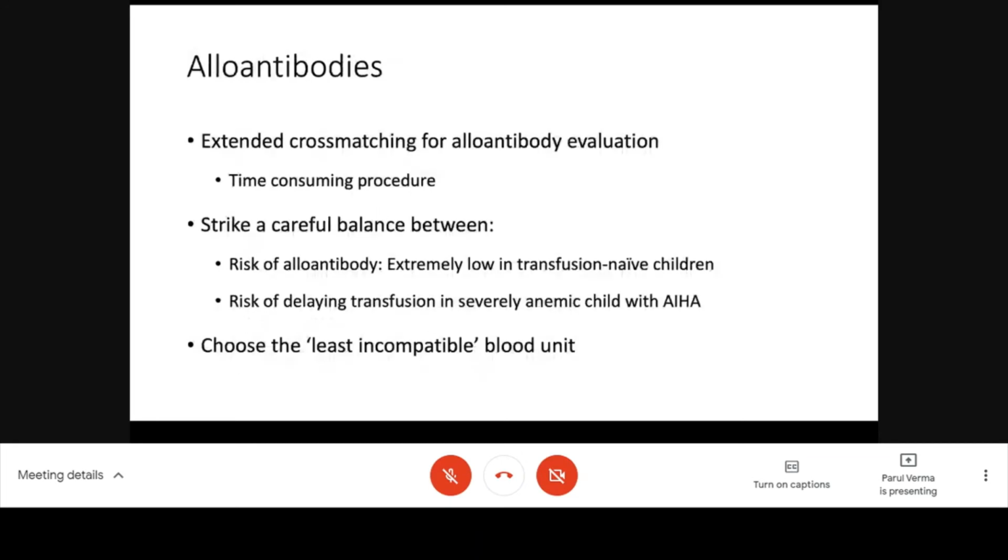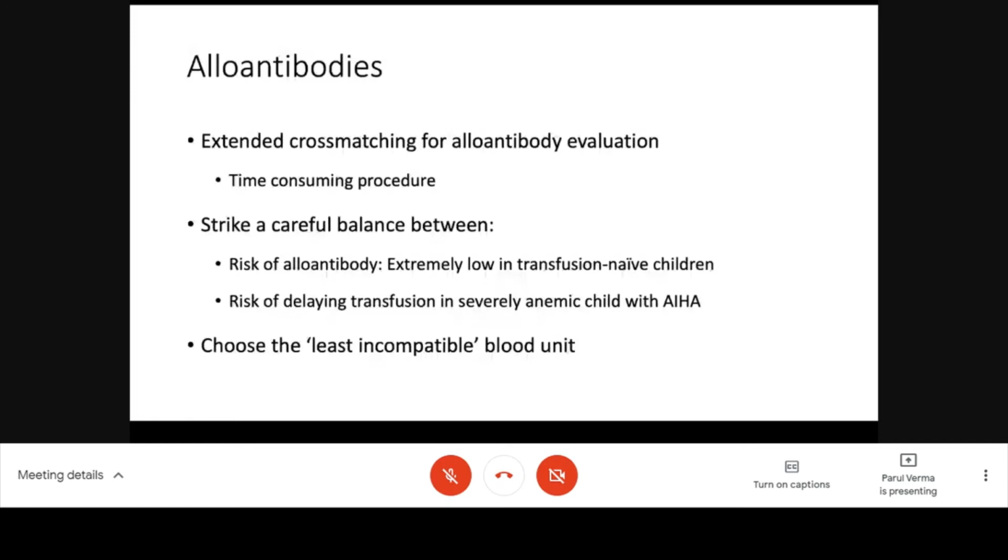A word about them. To rule out alloantibodies, the ideal testing would be doing an extended cross-matching. The routine cross-matching which we do is ABO and Rh. Extended cross-matching would include the complete phenotyping of RBCs, which would include Kell, Duffy, Kidd, and all the other minor blood groups having to be matched for the particular RBC. But it's a very time-consuming and expensive procedure.